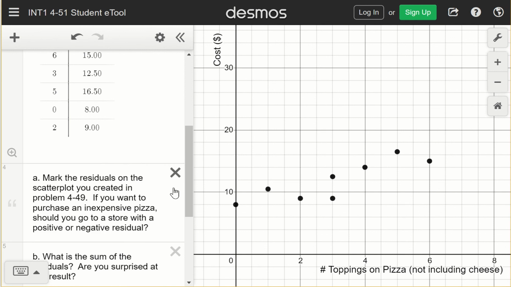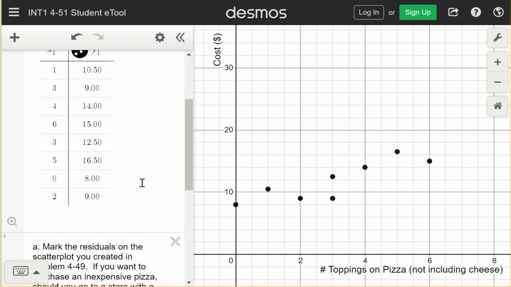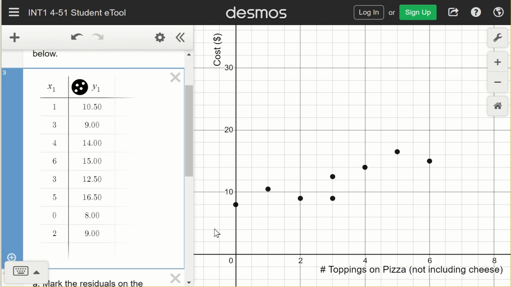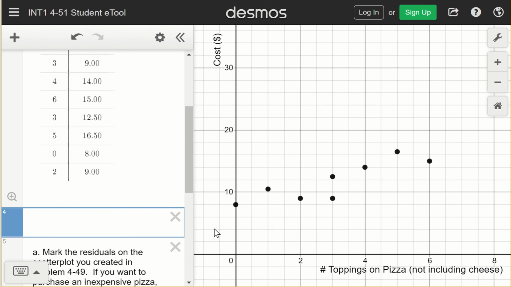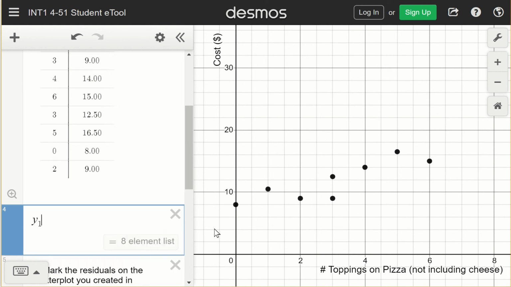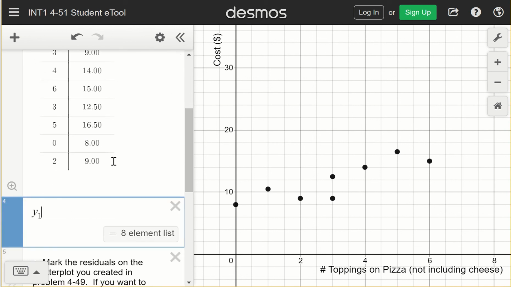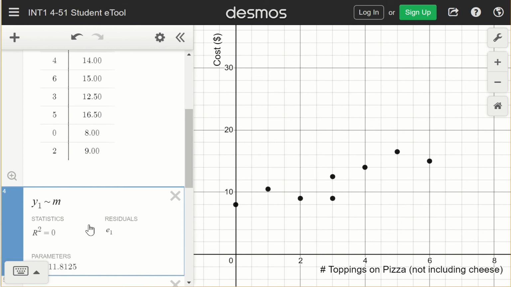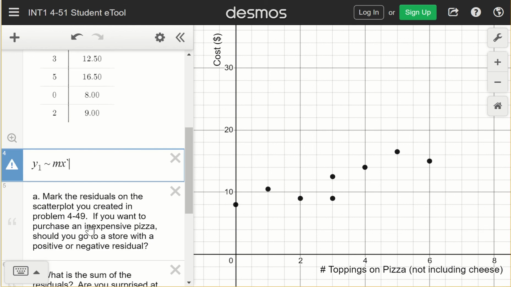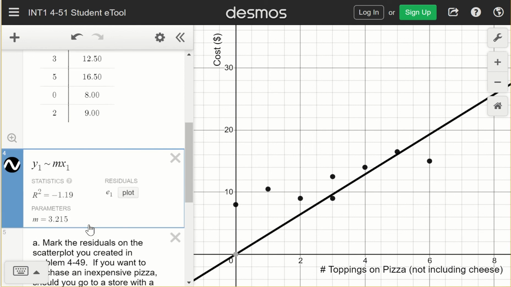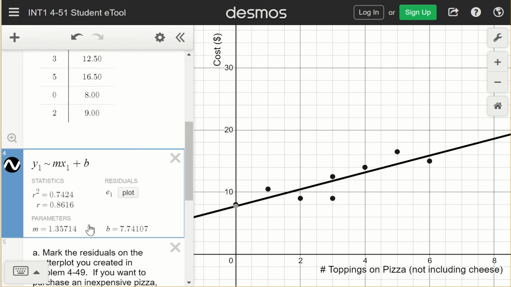Oops, make sure we're doing that. So let's go ahead and I'm just going to click this and I'll press enter for a new line. And to get my line of best fit, the command is Y1, and see it recognized right above there. Yes, it's Y1, and there's 8 elements in that list. And then tilde m X1, and then don't forget the plus b so it can manipulate the y-intercept.